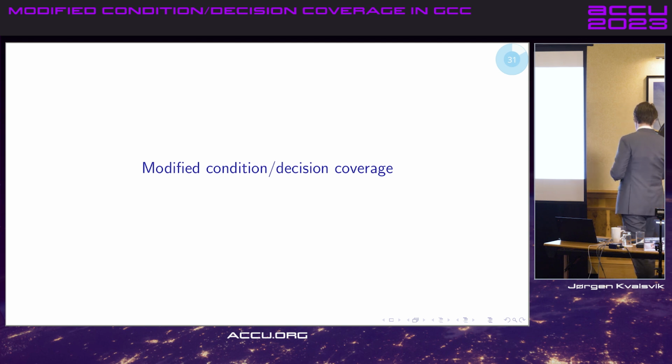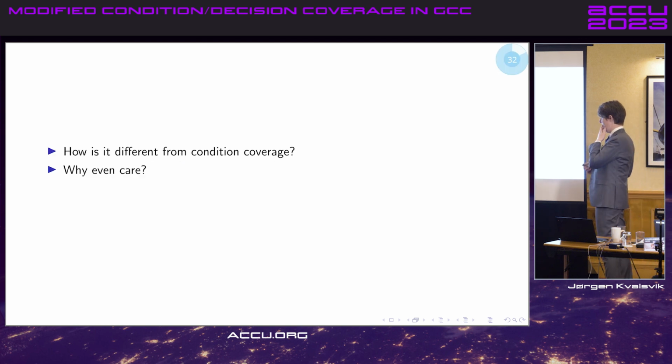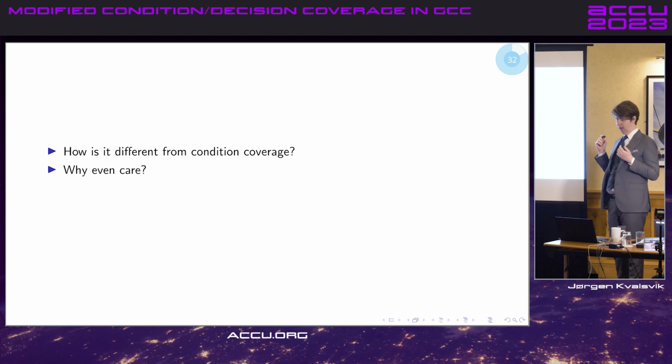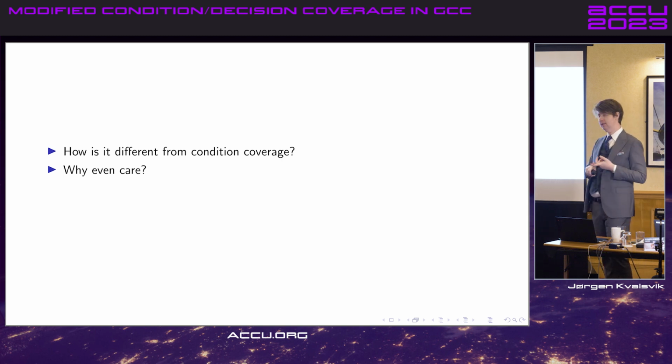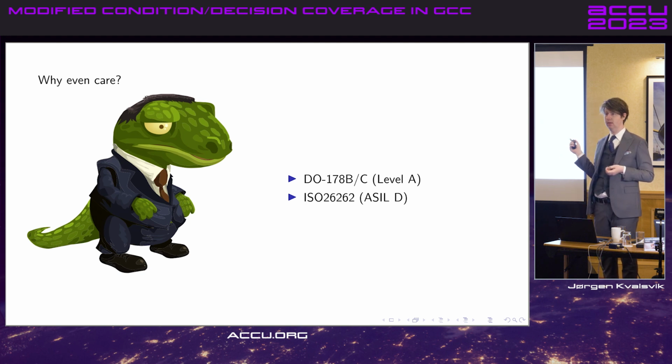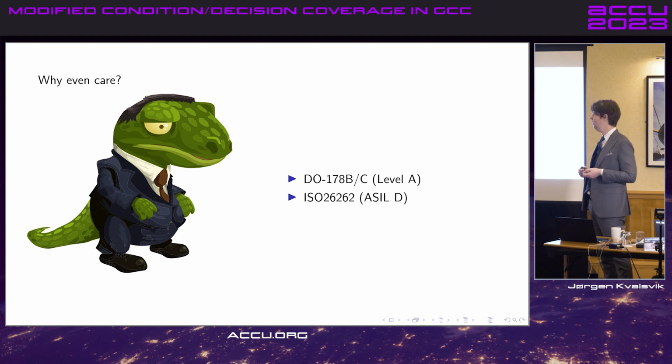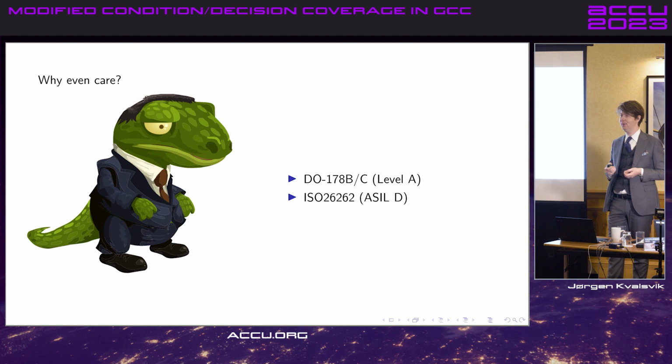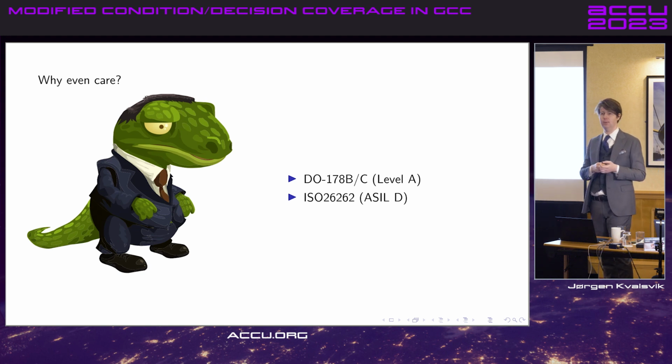Okay, so let's move on to MCDC. I'm going to try and answer how it's different from condition coverage and why you should possibly care. So one reason to care is the lizard people, which are the regulators. Because if you're in the auto industry or the medical industry, it is very likely that you will have to go through some regulatory process for your software to be used on people. It's one thing to have your program crash. It's a little less fortunate to have your car crash, right?